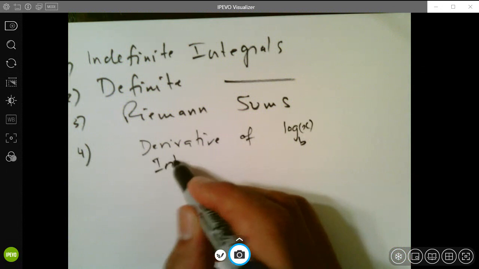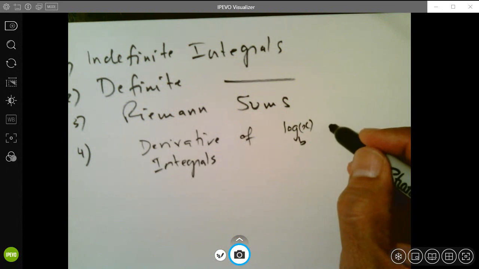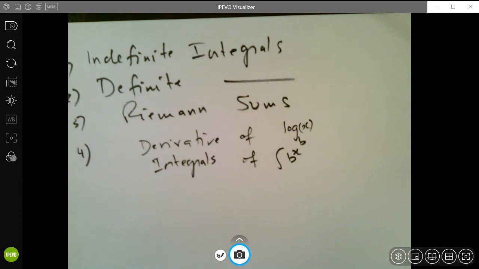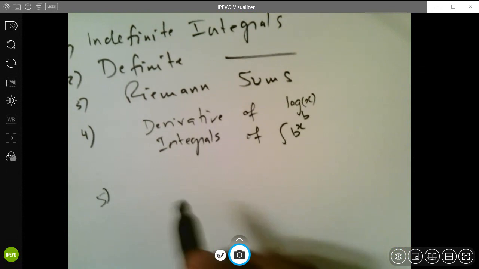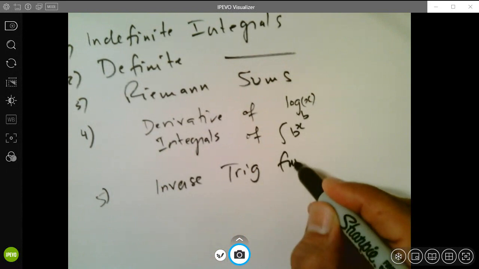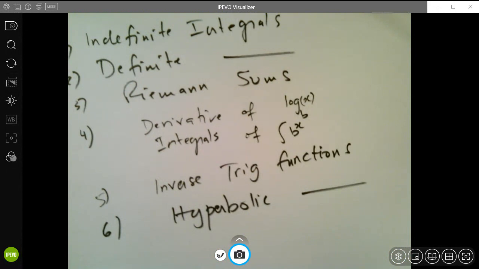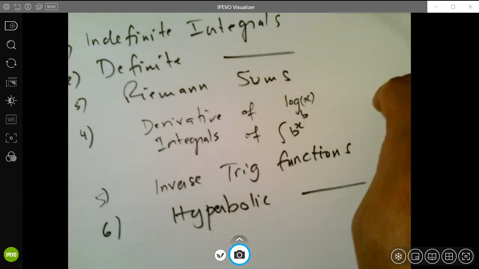The derivative of this one, the integral of b to the x. You have to know inverse trig functions and hyperbolic functions, like the derivatives and integrals. Okay, that's it for this review. Hope that this could help. Thank you.